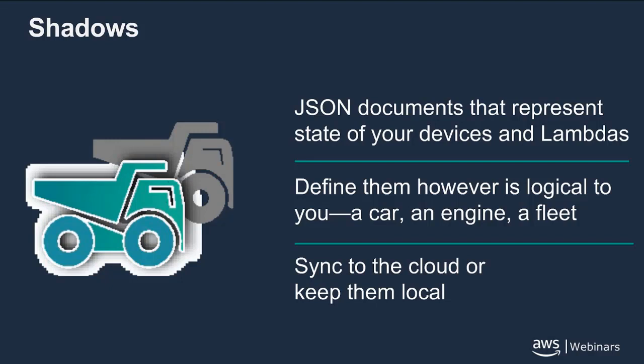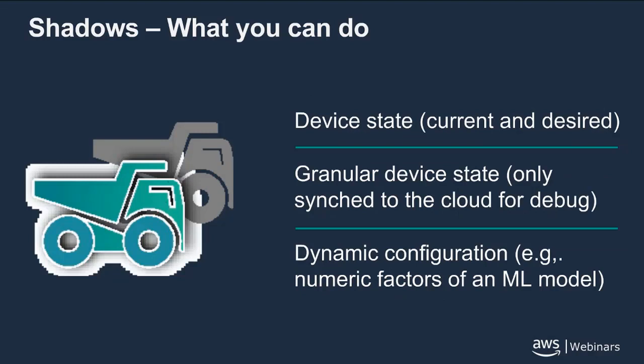But again, it's a powerful feature. We still want this for command and control type operations, right? We want to know the state of devices, even though we're completely at the edge. This is where I might also keep some of my configuration data for certain models for my machine learning modules that are inside of my Lambda functions.